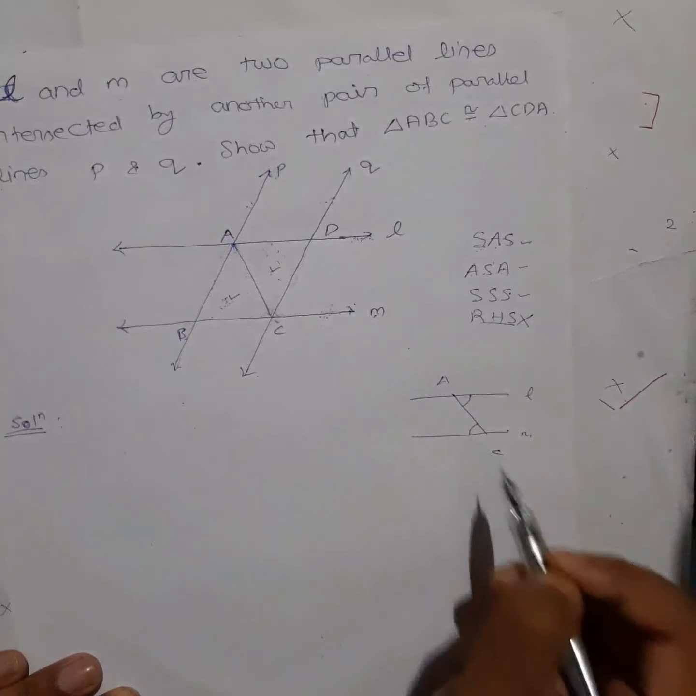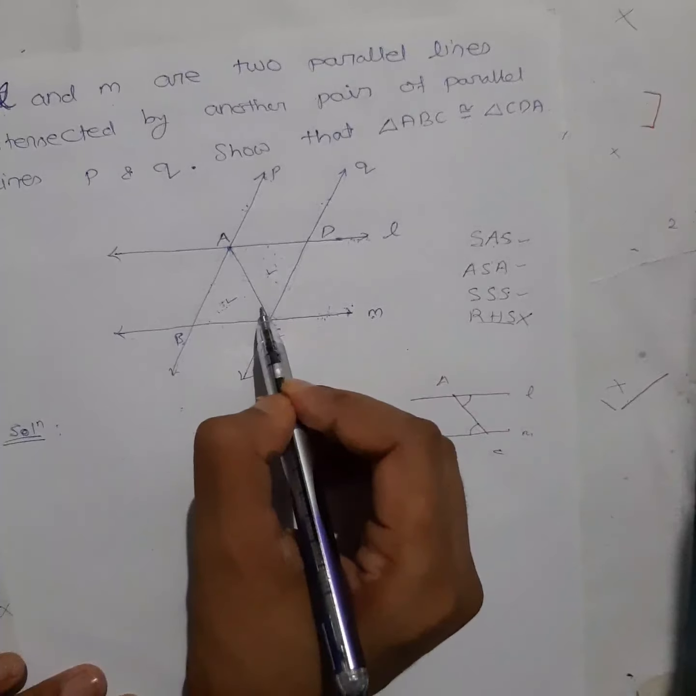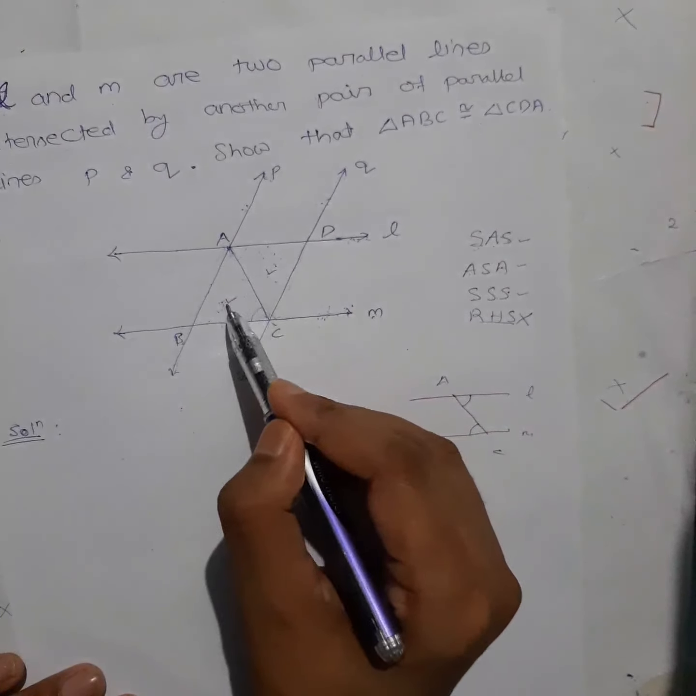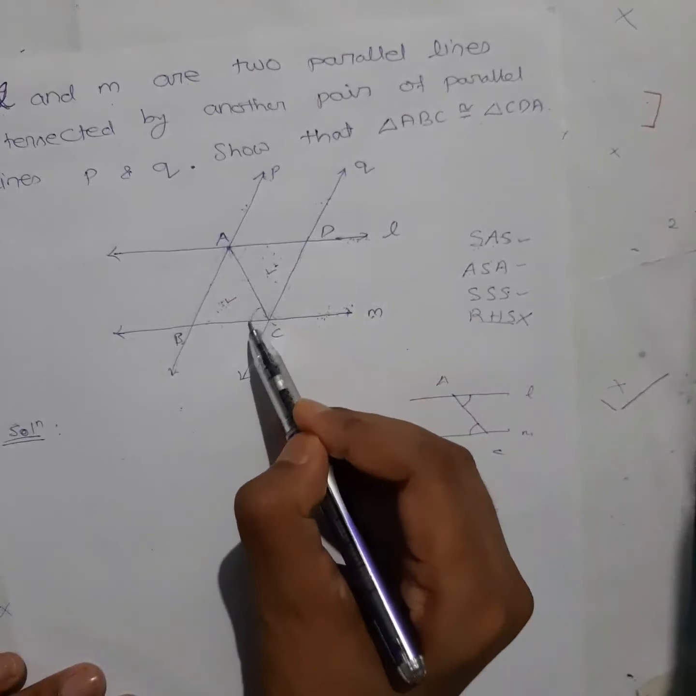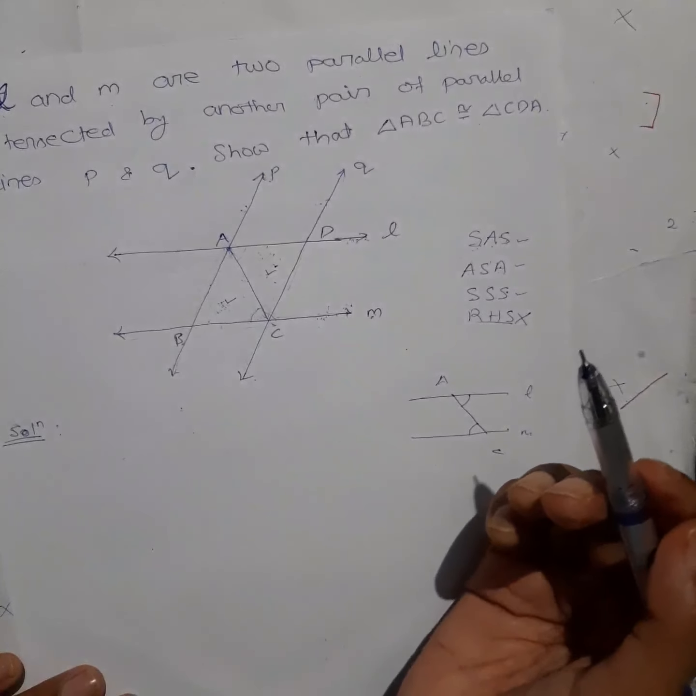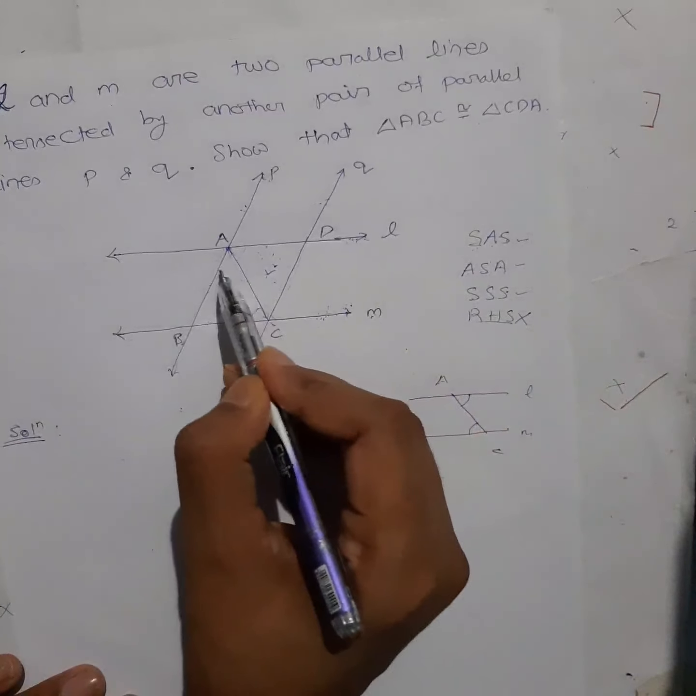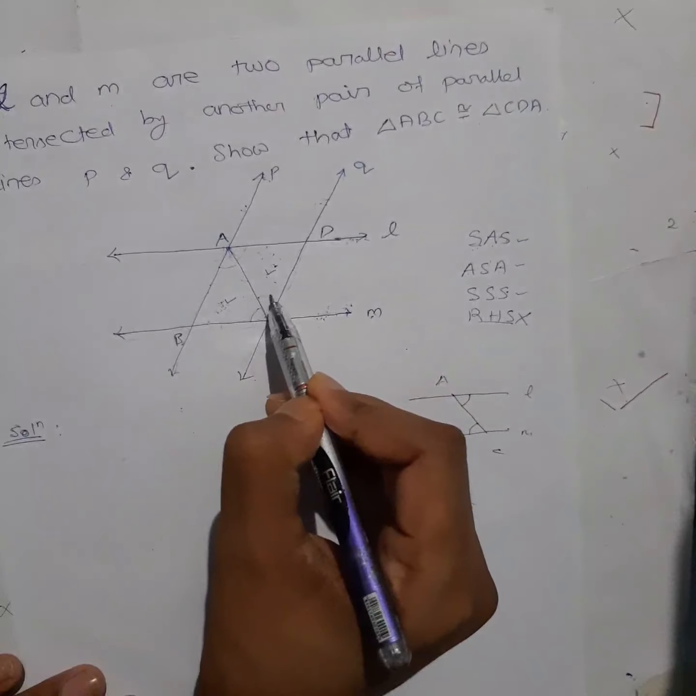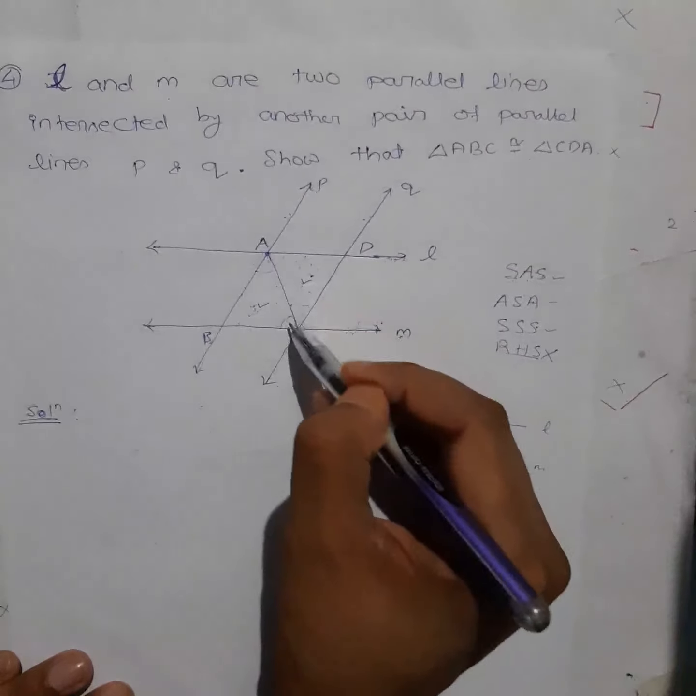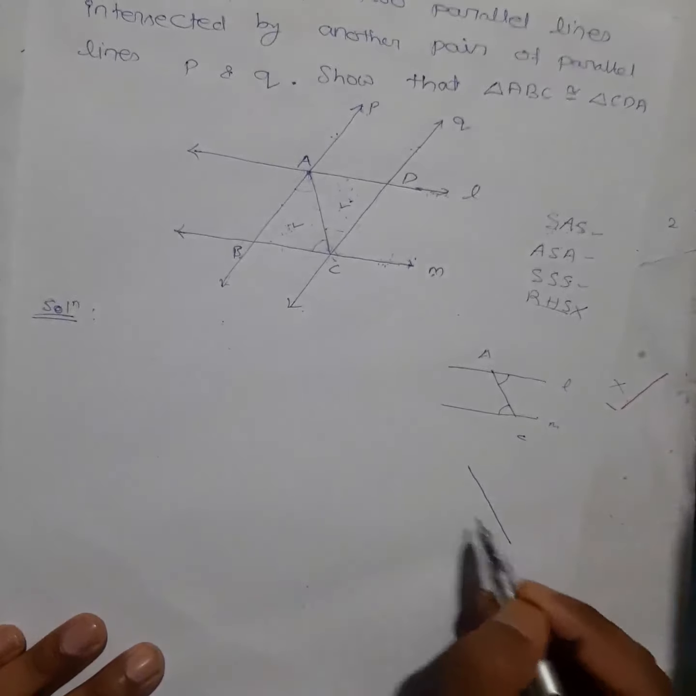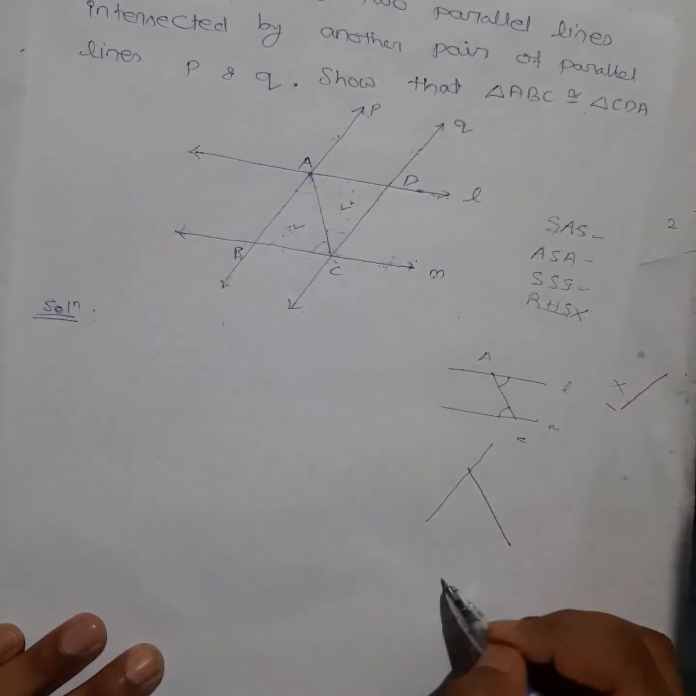This angle and this angle equal or not? That is, this angle and this angle will be equal. So you can see in these two triangles, this angle is equal, you can show it like that. Or you can show it like this also, this angle and this angle also equal. Why? Because see this line, it's parallel to this line also, P and Q.